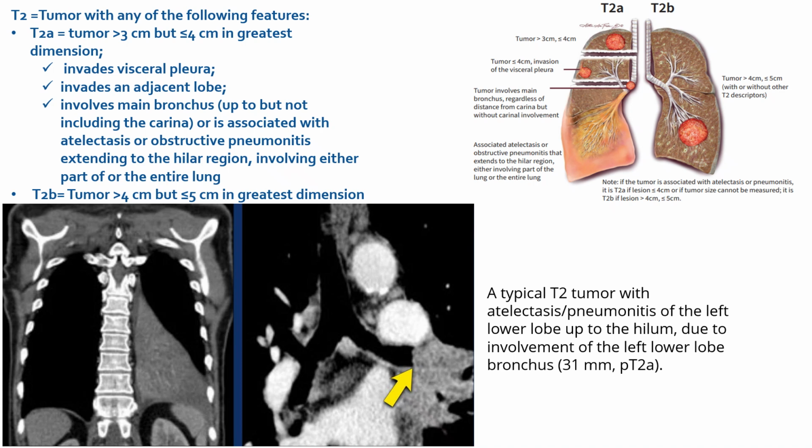It is subdivided into T2A and T2B. T2A consists of tumor more than 3 cm but less than or equal to 4 cm in greatest dimension, which invades visceral pleura or invades the adjacent lobe or mainstem bronchus, not involving the carina, or is associated with atelectasis or obstructive pneumonitis extending to the hilar region, involving either part of or the entire lung. And T2B comprises of tumor more than 4 cm but less than or equal to 5 cm in greatest dimension.